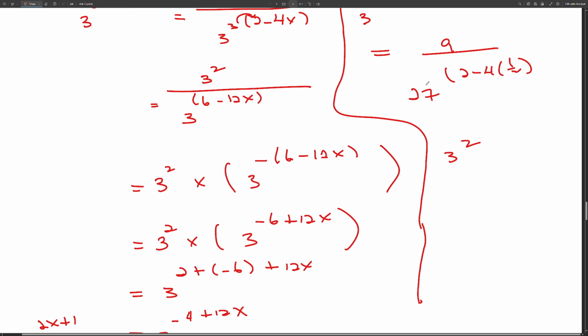So it becomes 9 upon 27 to the power of 0. But anything to the power of 0 is 1. So that becomes just 9. So 3 squared is equal to 9. Yeah, 9 is equal to 9. So yes, x is equal to a half is the correct answer.